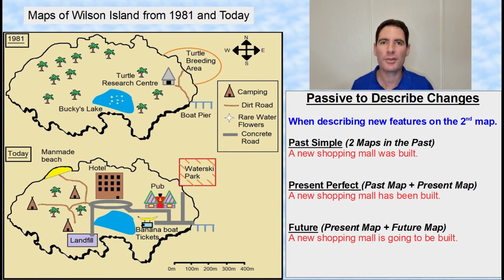If you have two maps in the past, you need to use past simple passive. If you have one map in the past and one map in the present, you need to use present perfect passive. And if you have one map in the present and one map in the future, you need to use future simple passive. Just an example of past simple passive. A new shopping mall was built, not on this map, but I just wanted to use it for an example. For present perfect passive, a new shopping mall has been built, and for future simple passive, a new shopping mall is going to be built, or a new shopping mall will be built.